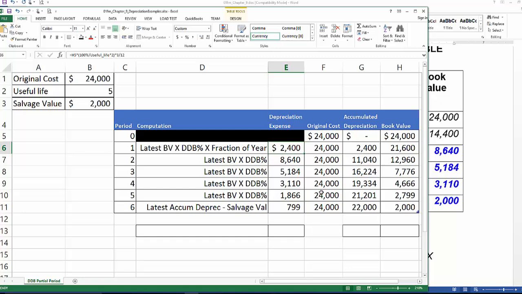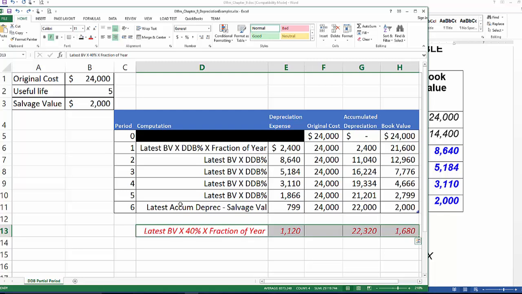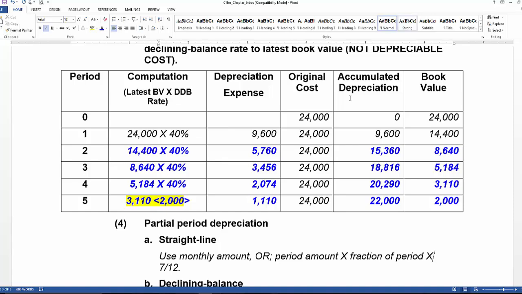And I still need to do, though, at the last period, what's necessary to keep my book value from dropping below $2,000. If I were to go ahead and do the regular book value times DDB times fraction of the year, I'd get that. And I don't want to do that because that would make my book value go below 2,000. So I don't do that. I plug the number to arrive at a book value of 2,000, or my salvage value.